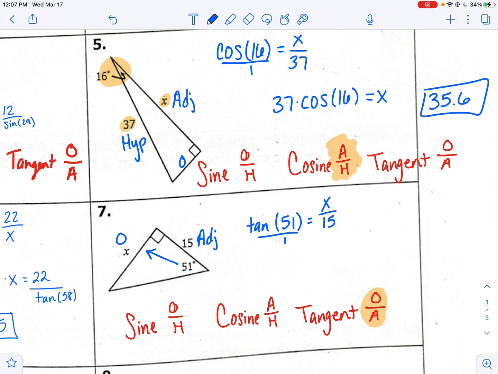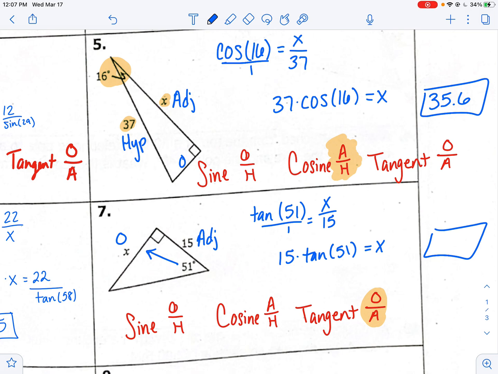And now if I were to cross multiply, then it's 15 times the tangent of 51 equals 1x, or just x. Again, make sure you're in degree mode. 15 times the tangent of 51 would get you 18.523, or 18.5.